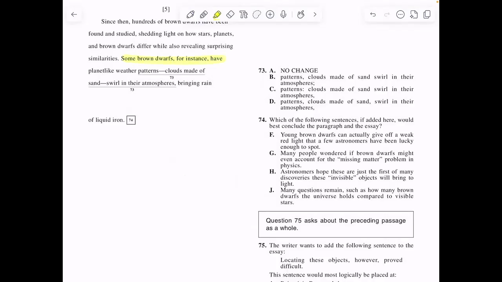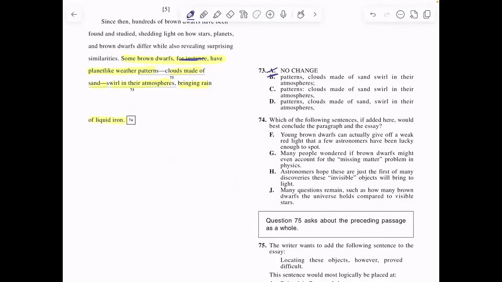Some brown dwarfs have planet-like weather patterns. Clouds made of sand swirl in their atmospheres, bringing rain of liquid iron. Yikes, that sounds horrible. I don't think it's A because I don't like the dashes. I don't think I could pull it out and have it still make sense. I'm going to ignore this. Some brown dwarfs have planet-like weather patterns. Clouds made of sand swirl in their atmospheres. It's not B because that semicolon's wrong.